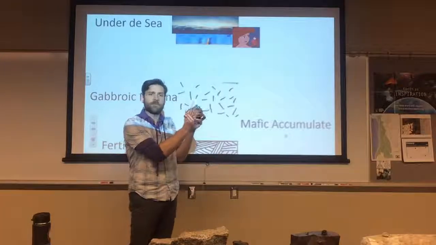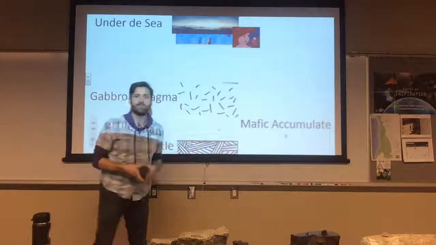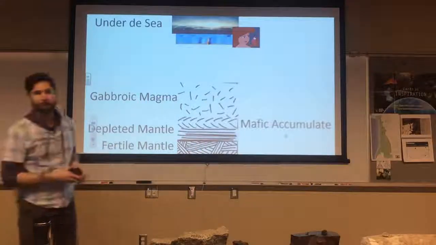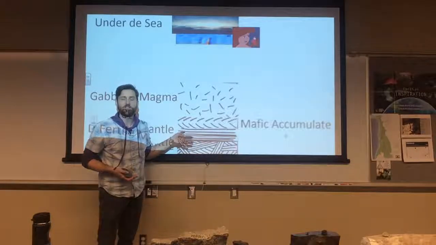They're made of magnesium and iron silicates, so they can accumulate down towards the base of that. And we call that a mafic accumulant. Okay? Now it's important to also show, well, what was left behind, right?